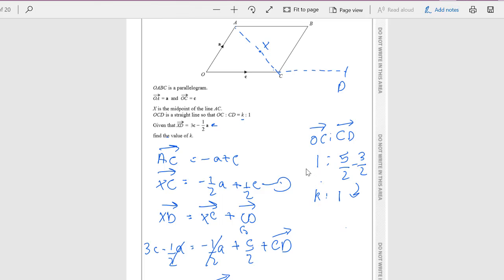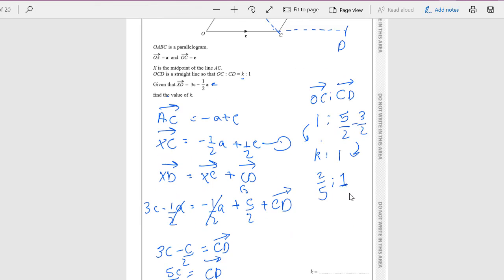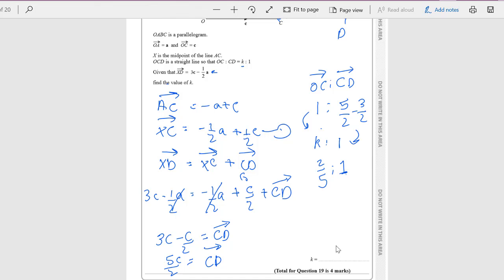So same thing on this side. So we're going to have 2 over 5 to give us 1. Okay? And therefore, our answer is going to be 2 over 5.